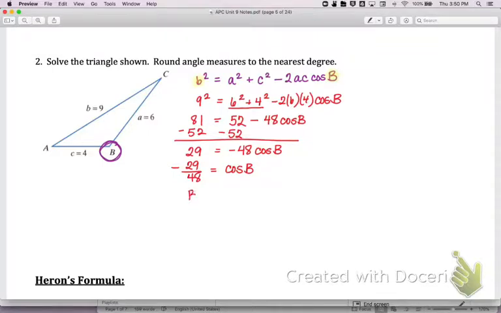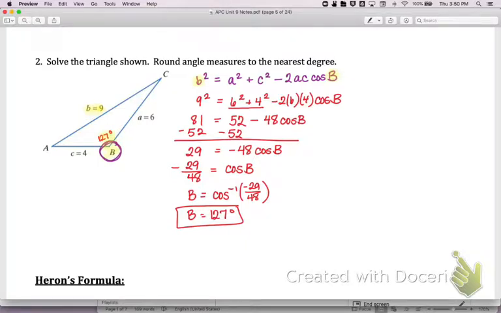Now if I want to know what B is, that's going to be the cosine inverse of negative 29 over 48. Again, there's no ambiguous case with the law of cosines. So the answer we get is the answer we get. So put that in, inverse cosine of negative 29 divided by 48. I get 127 degrees. That's our answer for B. Now, once again, we have a complete ratio.